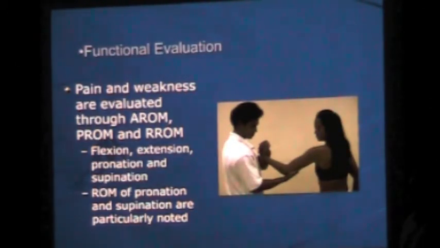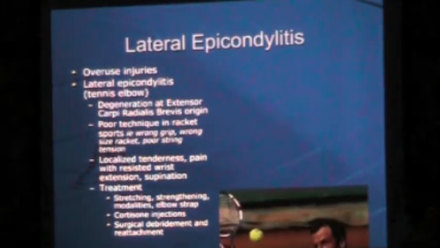Functional evaluation, pain and weakness, evaluate through active and passive range of motion. How much can they move on their own? Look at their flexion, extension, pronation, and supination. Particularly their rotation, their pronation and supination, whether or not they have pain with any of those motions.